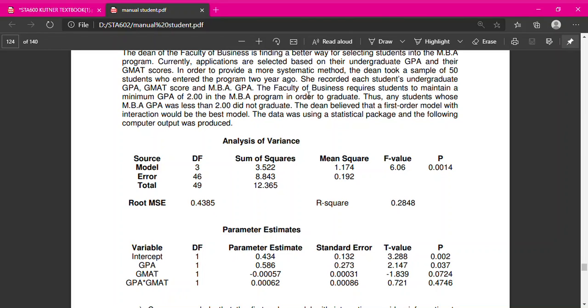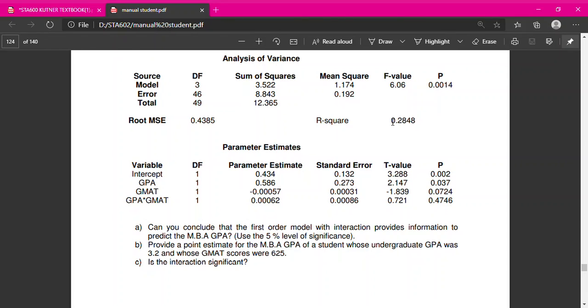The Faculty of Business requires students to maintain a minimum GPA of 2 in the MBA program in order to graduate. Thus, any students whose MBA GPA was less than 2 did not graduate. The Dean believed that the first order model with interaction will be the best model. Data was analyzed using a statistical package and the following computer output was produced. So usually untuk polynomial model, output akan diberilah. Output akan diberi and then you need to test whether the quadratic term ataupun the interaction term is significant or not. Okay, so yang lain tu sama saja.